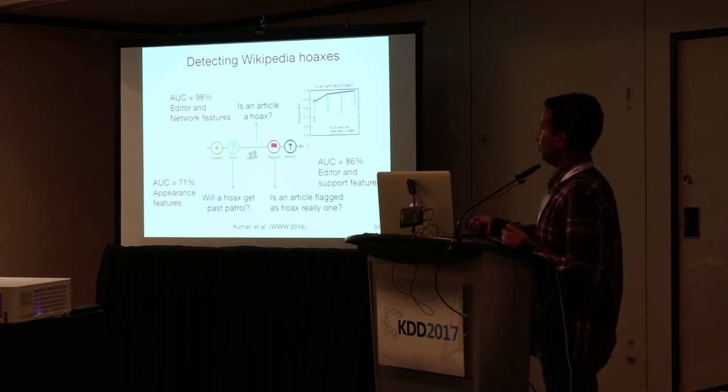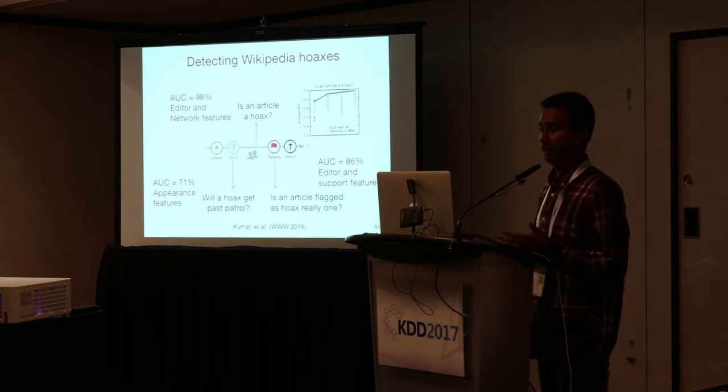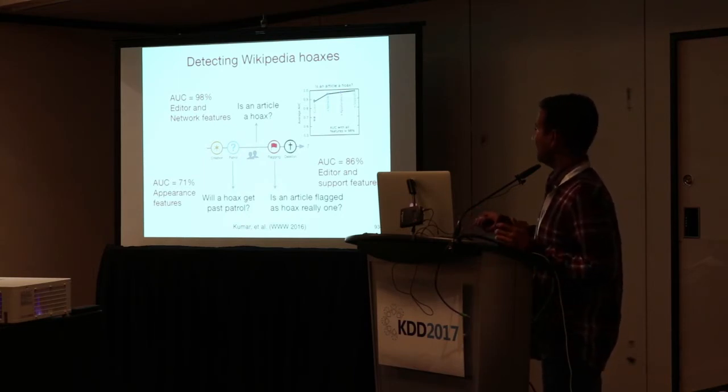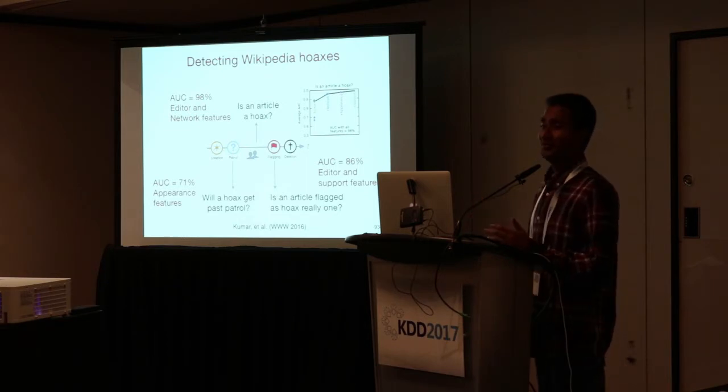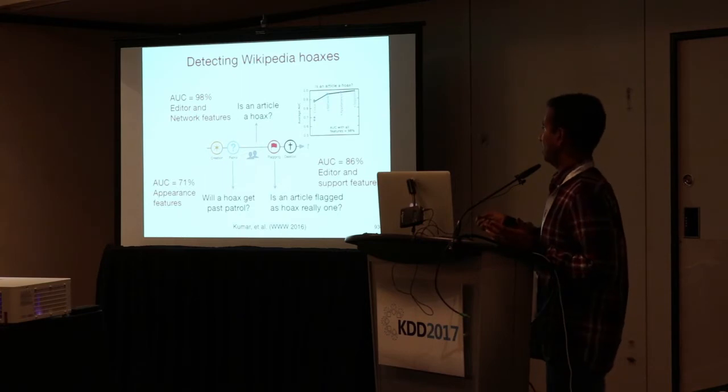important ones. So what we see is that in all these different tasks, different sets of features are the most important. And in the more advanced task, like whether a flagged article is actually a hoax, non-appearance features are more important.